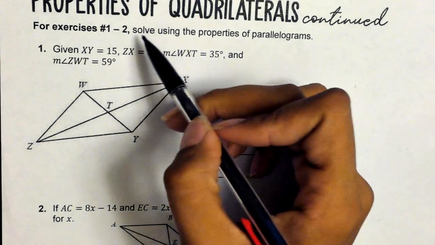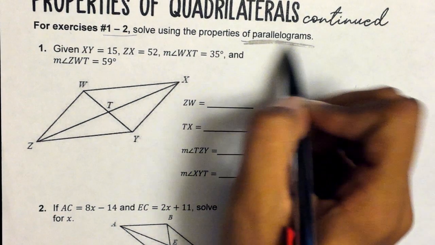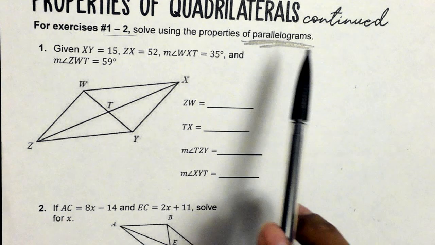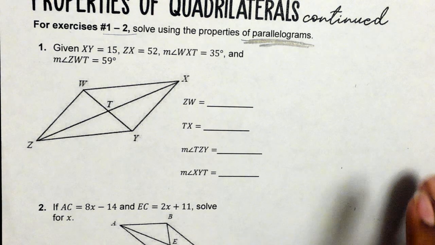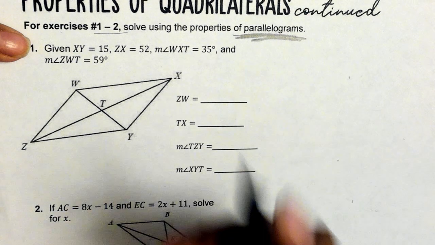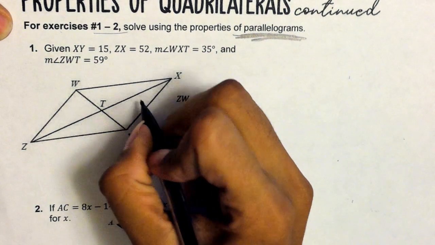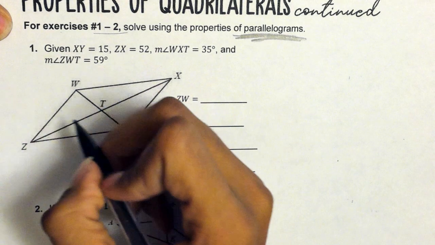In this case, it's telling you that exercises 1 and 2 are going to be parallelograms. Never, never, never. We do not assume in geometry. I'm not going to assume this is a rhombus or a parallelogram or whatever. I go with what they say, or I have to prove it. All right, so we have here, given XY equals 15. Any information they give you, you better put it in the picture. So XY is 15. ZX is 52.